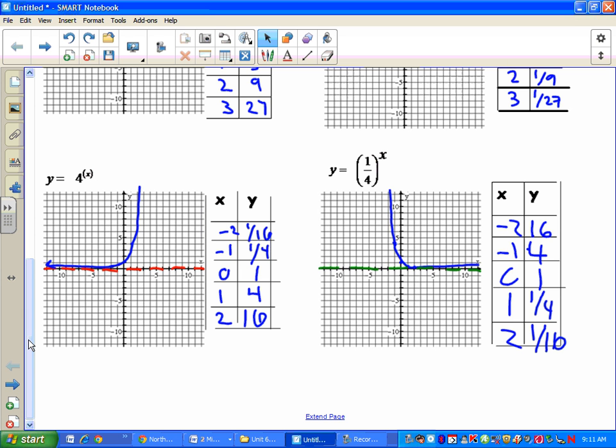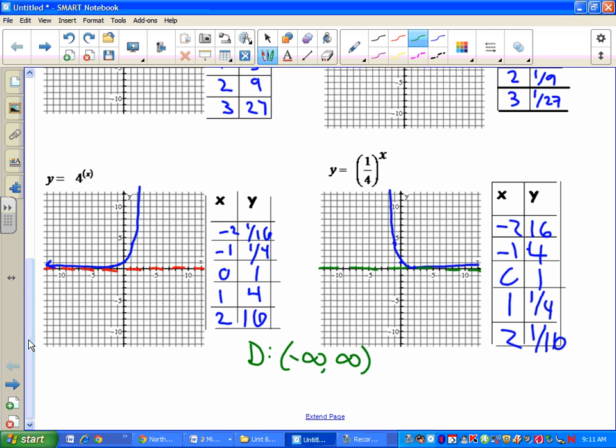Kind of slowly, but it is going. Remember, we said there's no asymptote. There's no stopping. It's going to go slowly to the right and fast up. This one's going from negative infinity to positive infinity. So the domain for all of them is negative infinity to infinity.